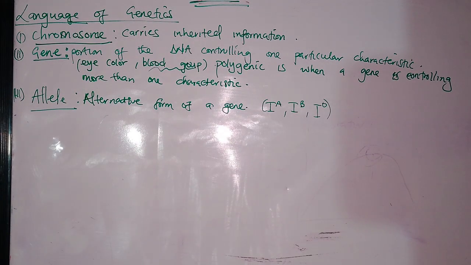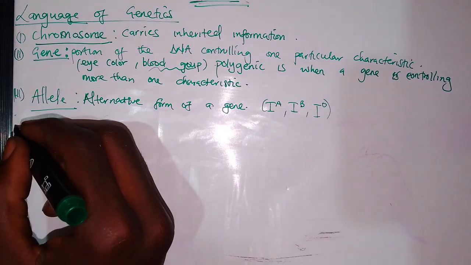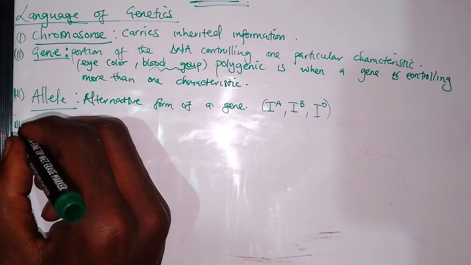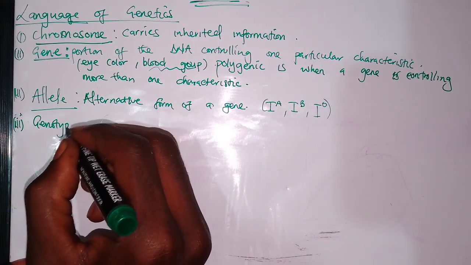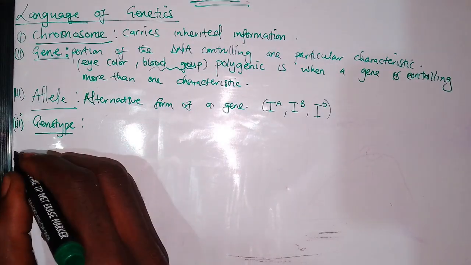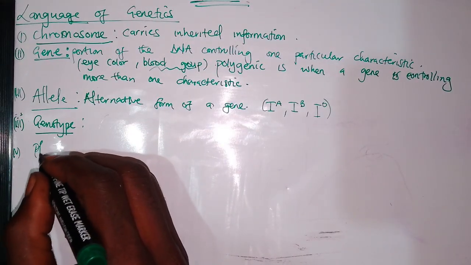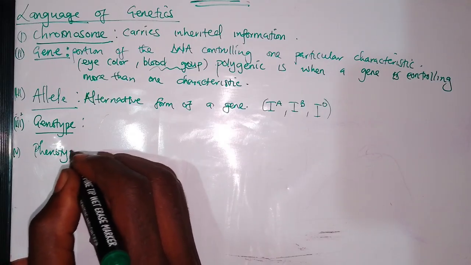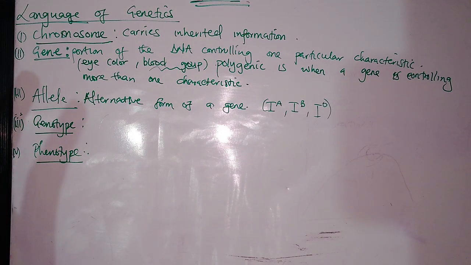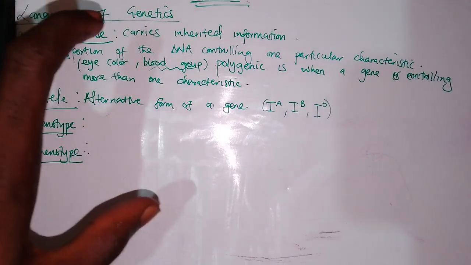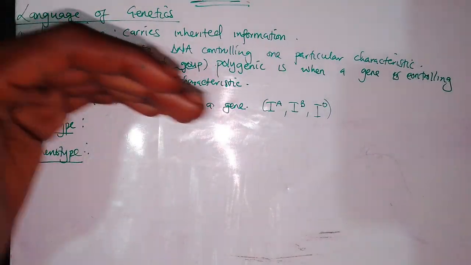The next thing is genotype and phenotype. These 2 words, I'll take them together. What do we mean when we are talking about genotype and phenotype? Whenever we're talking about a genotype, this is the combination of these alleles.